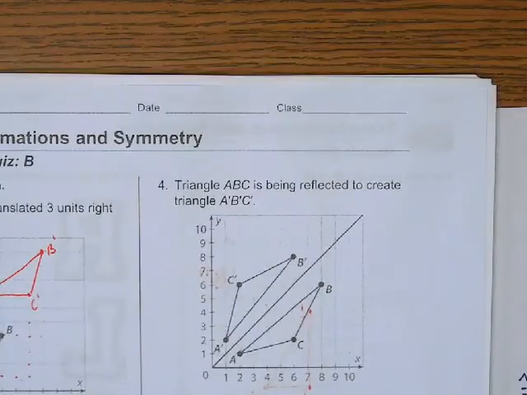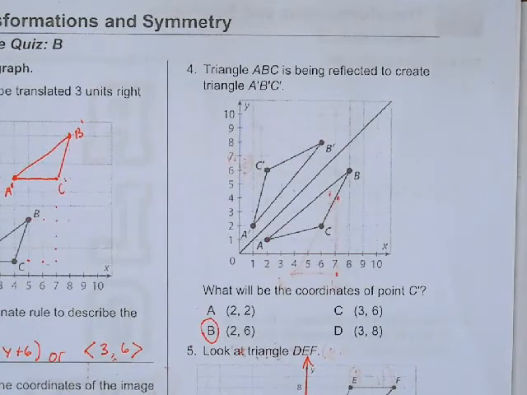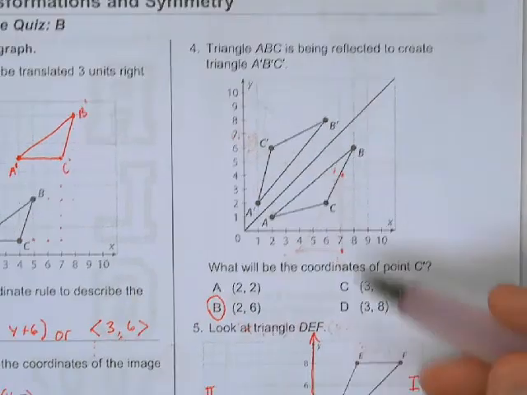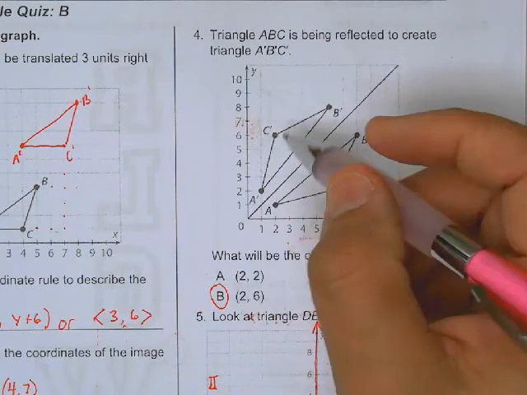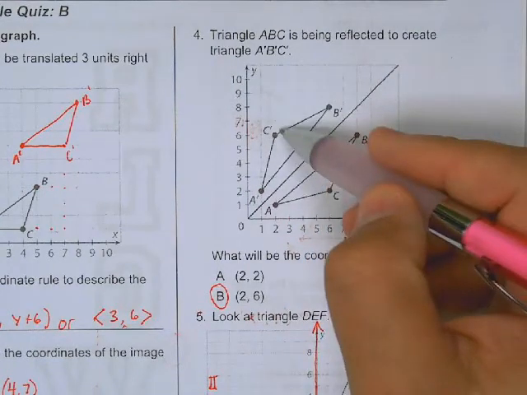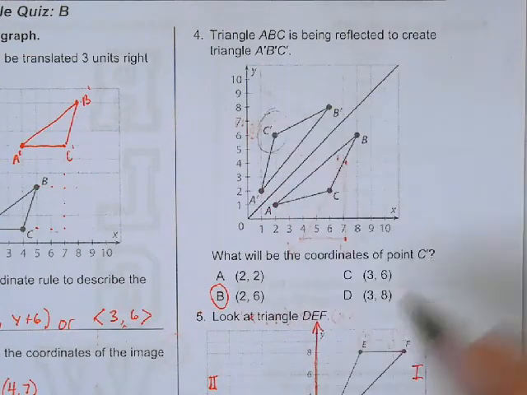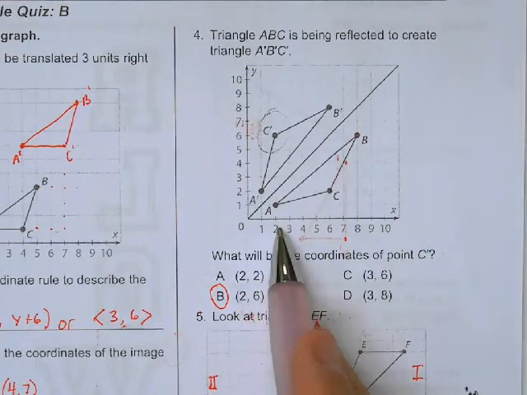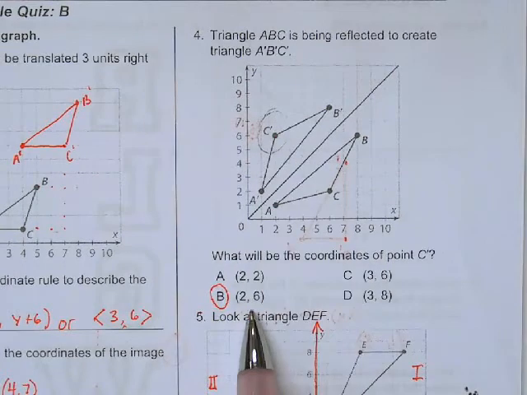Number 4, it says triangle ABC is reflected to create triangle A prime, B prime, and C prime. What would be the coordinates? They've already graphed it for you. This is so simple. Right here is C prime. Right there is C prime. You just got to find the coordinate 2, 6, B.